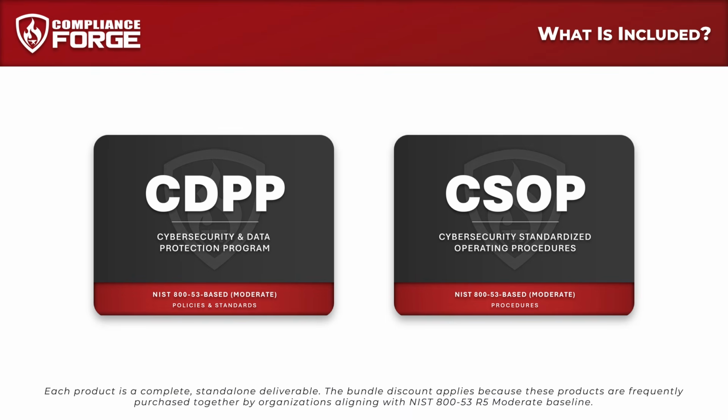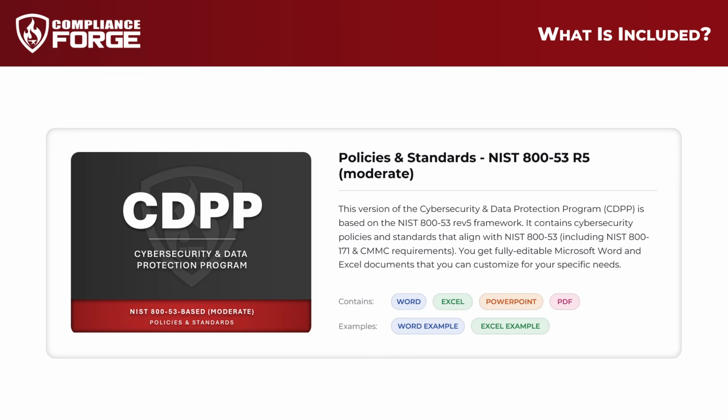So what do you actually receive? The PSP Bundle 3 includes 2 ComplianceForge products, delivered together as a discounted bundle. Each is a complete, standalone deliverable. The first is the Policies and Standards for NIST 853, Revision 5 Moderate. This version of the Cybersecurity and Data Protection Program contains cybersecurity policies and standards that align with NIST 853, including NIST 800-171 and CMMC requirements. You get fully editable Microsoft Word and Excel documents.